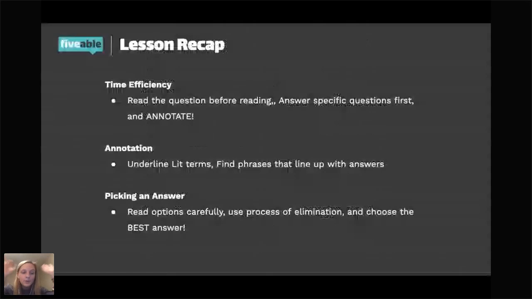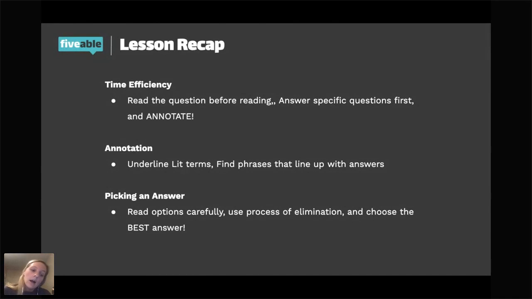So lesson recap, woohoo! Time efficiency: read the question before reading the passage, answer specific questions first so you don't waste all of your time reading the passage, and annotate the passage because it will save your life. Annotation: underline literary terms, find phrases that line up with the answers, anything else that stands out to you. Also, what I find really helpful with both multiple choice and essay is underlining parts of the question about what it's asking you to do, so you don't get in a bunch of jumbles in your head. That's really helpful in essays.